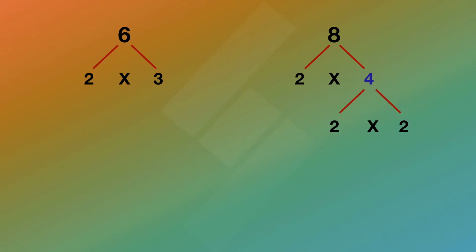There are 2 friends, A and B. They were told to find the LCM of 6 and 8. They both used different methods to find the LCM. First, they both noted the factors of 6 and 8. The number 6 can be factorized as 2 into 3. Similarly, we can factorize 8 as 2 into 4. Further, 4 can be factorized as 2 into 2.